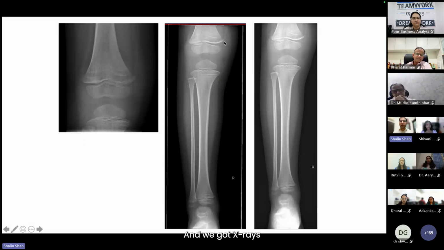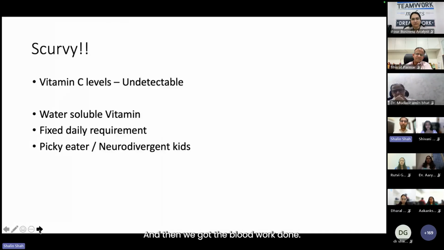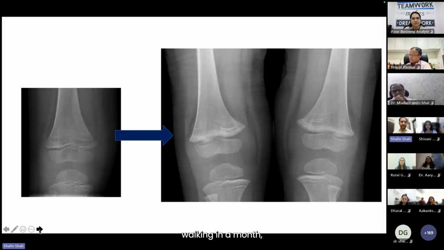And we got x-rays, and you can see this white line of Frankel, as we call it on the x-rays, which is very, very classical of scurvy. And then we got the blood work done, and it showed the vitamin C levels were very, very low. It was undetectable. We started the kid on vitamin C, and the kid started walking in a month, running around, came to the clinic.